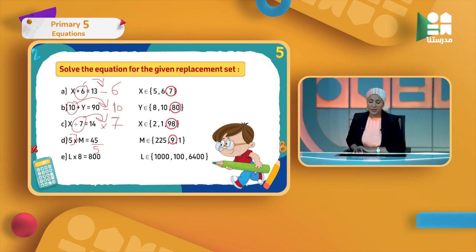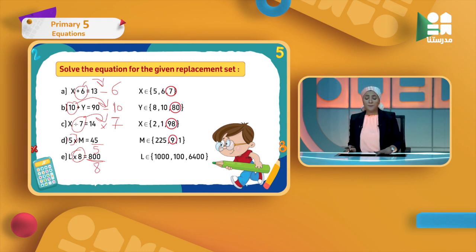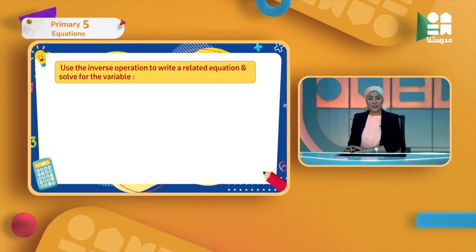Letter E, L times 8. Times will go to the other side with the opposite sign بالعلامة المضادة أو the opposite one. So it will be 800 divided by 8 or over 8. So it will be 100. Now let's move to another question. Use the inverse operation. It's the same idea again. Use the inverse operation to write a related equation and solve for the variable.